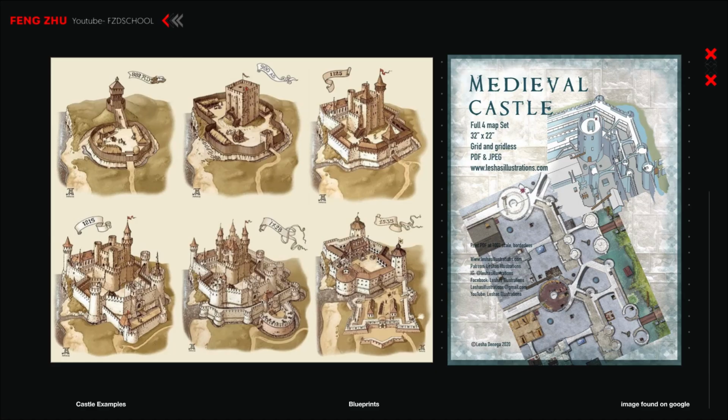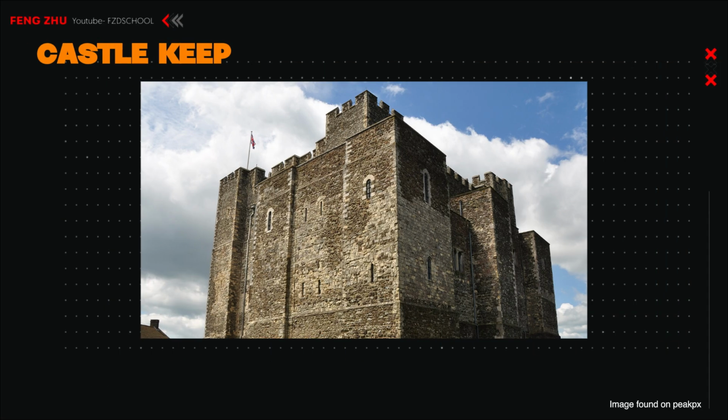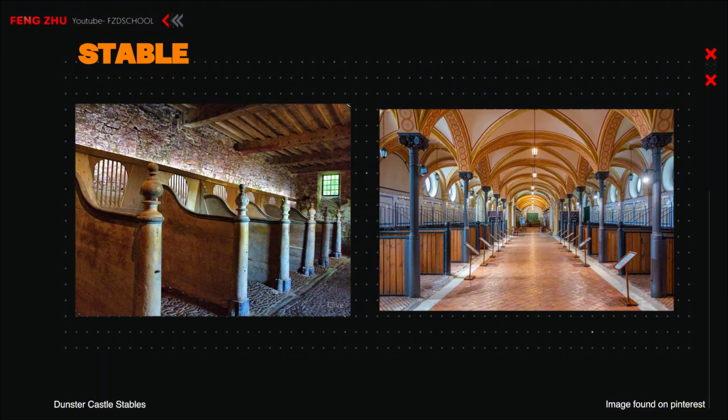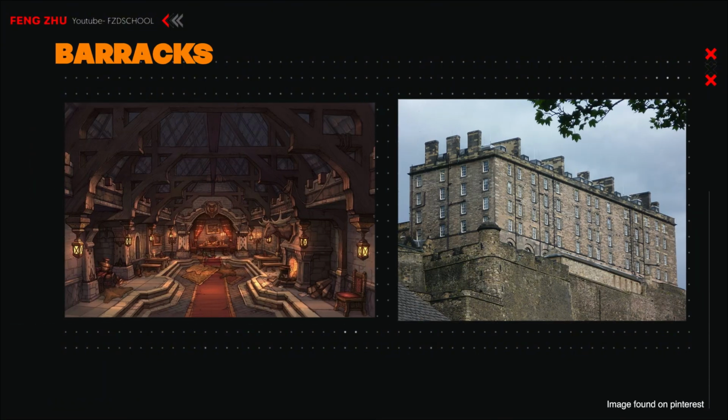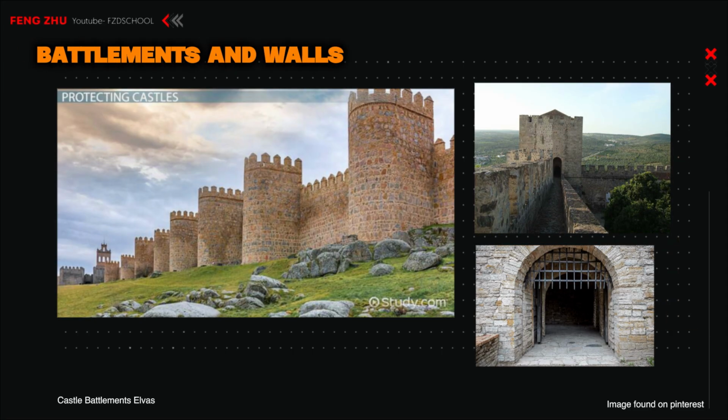But while I'm drawing this, I'm also thinking of the design of the castle. And I'm not just talking about how the castle looks. I'm also talking about how the castle works. And what I mean by that is how castles are structured in real life. For example, keeps that house the royalty, a stable that also houses the horses, barracks that garrison the soldiers, an armory that stores the weapons, battlements, gates, and walls that protect the entire structure from invaders. These things are what make us identify this place as a castle.